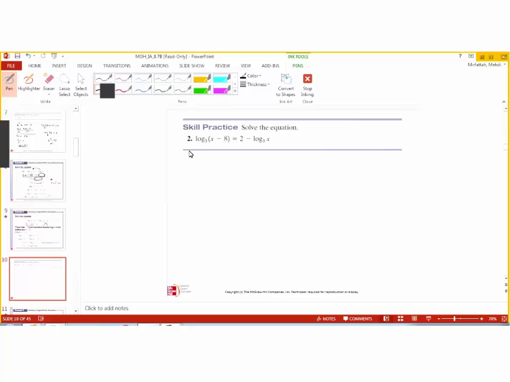The first step is to get the logs, both of them, on one side. Okay, so which way do you want to move them? Add log of x. Okay, so let's do that. So we get log of x minus 8 plus log of x is equal to 2, the base of x. So what will be your next step?